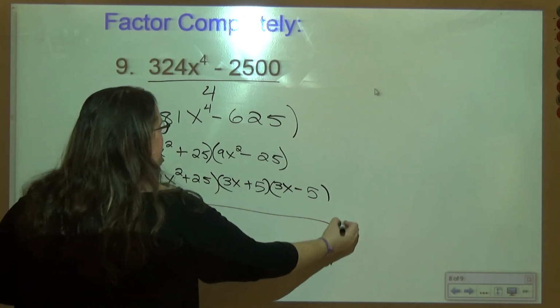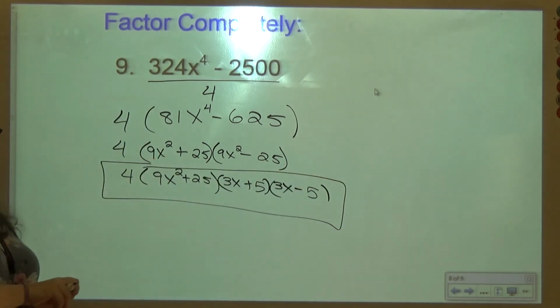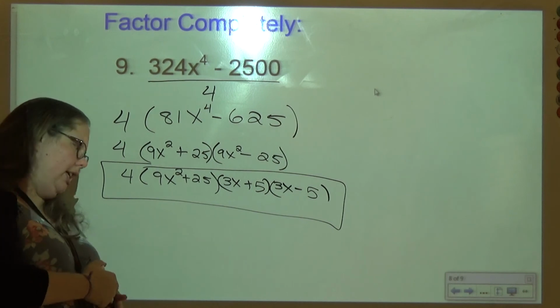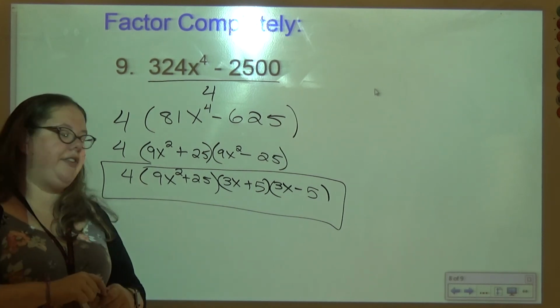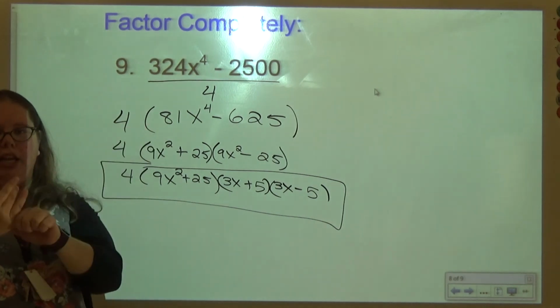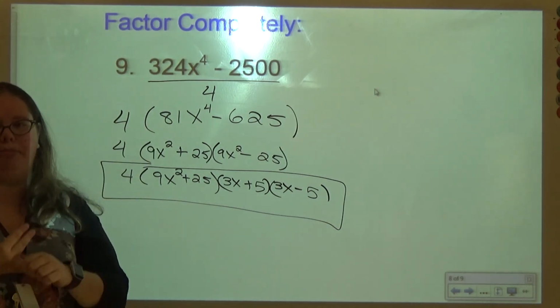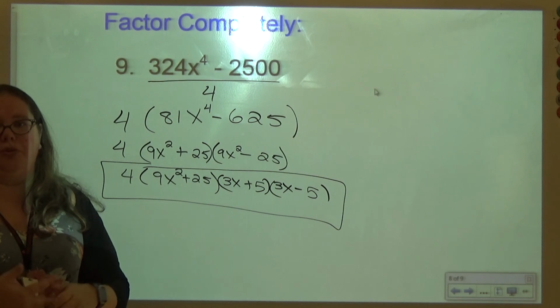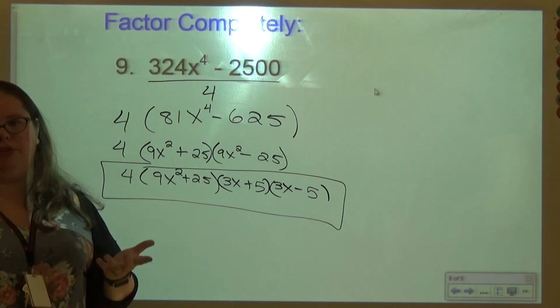If you can do this, you are pretty awesome. So that's factoring completely. Start with your GCF and then always check what else can I do. Can I do a difference of squares? Can I do a product sum? Can I do another GCF? Maybe you didn't get the GCF the first time.